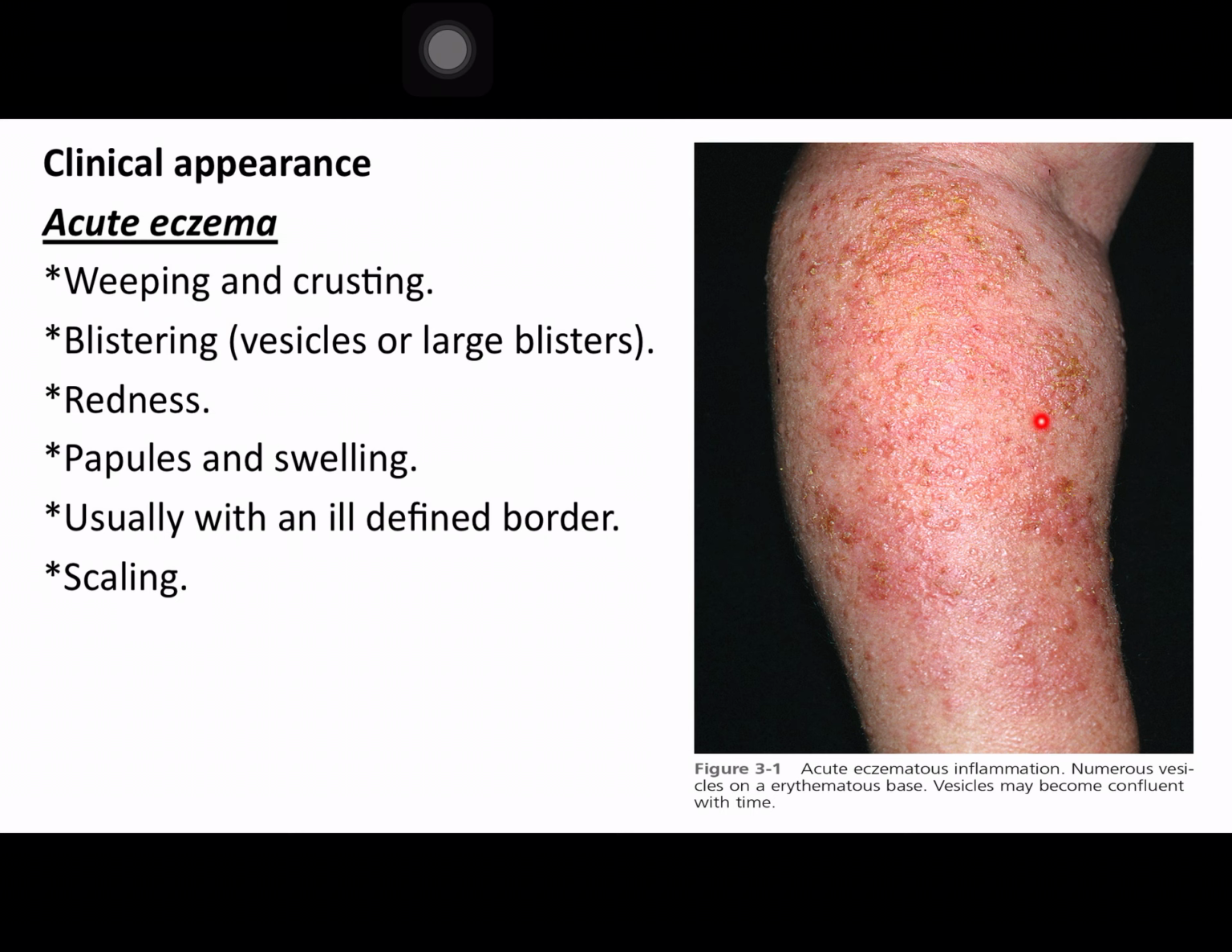There is an area of crusting, blistering, whether large or small, vesicles or large blisters, redness, papules and swelling, ill-defined border, and sometimes scaling. In this type of acute eczema, we have nearly all the features I mentioned. There is an ill-defined border, papules, some vesicles, an area of crusting, and overall redness.